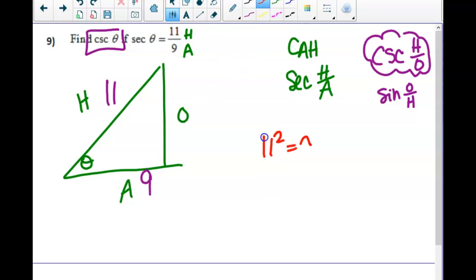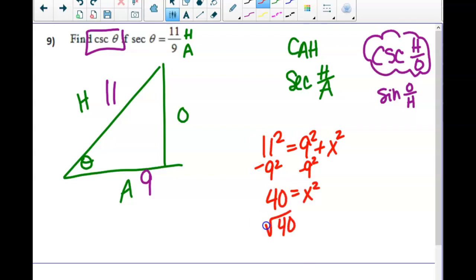Yes, we know the hypotenuse squared equals leg squared plus other leg squared. I'll just call it x. So if we subtract, 121 minus 81 is 40. So the square root of 40 is x. What perfect square goes into 40? Yeah, 4 and 10 is it. So this is 2 square roots of 10. Okay, so all they wanted was cosecant, hypotenuse over opposite.